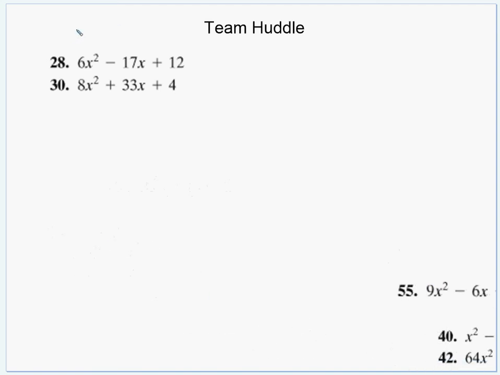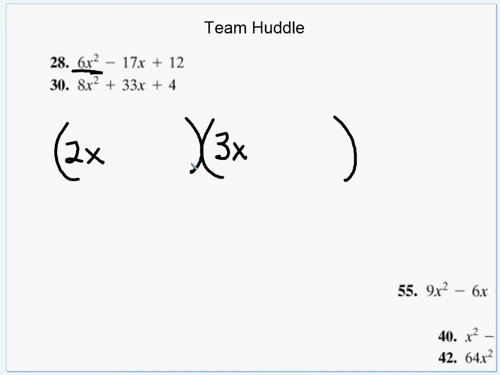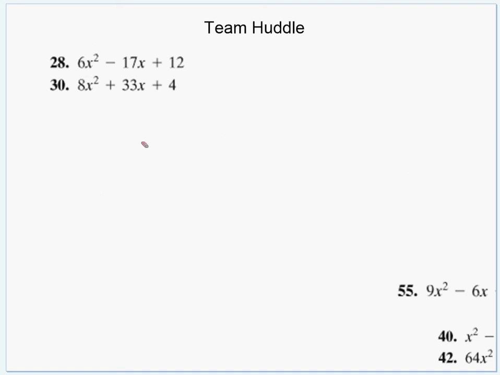Okay, the first one here, I'm going to set up some empty parentheses. The 6x squared, you could do 6 times 1 or 2 times 3. Here it's going to be 2 times 3. I got a 2x and a 3x. And I need a couple numbers here that multiply to positive 12. And that's going to be a negative 3 and a negative 4. Again, now you might have done this by the ACB method. You break that middle term up and then do a factor by grouping. The method doesn't matter. You should have got to this same final answer that I got.